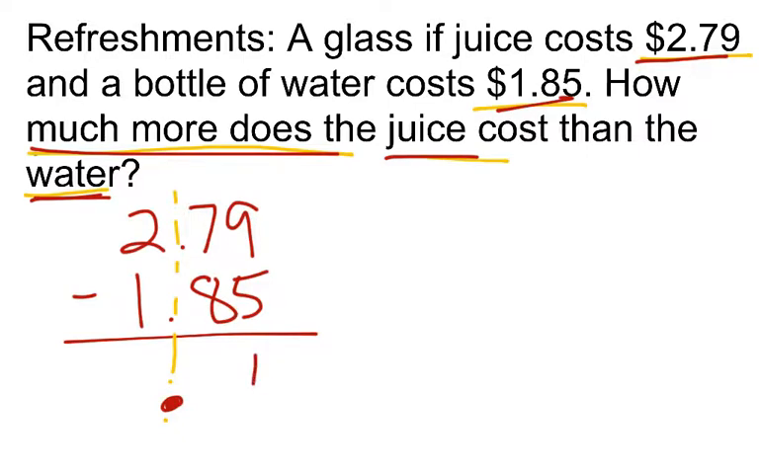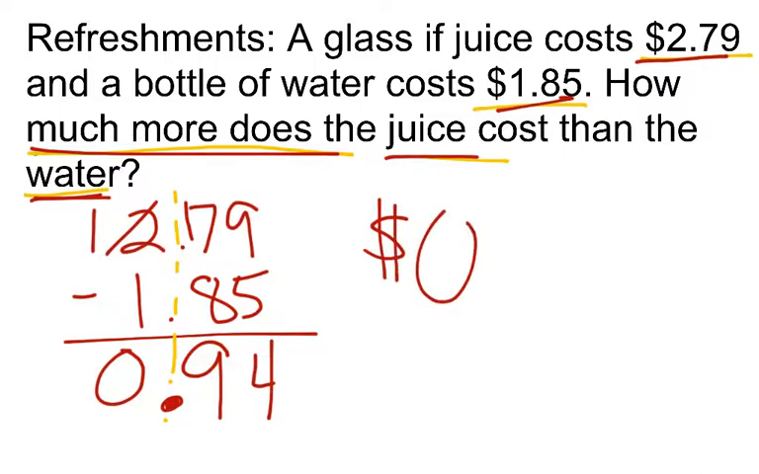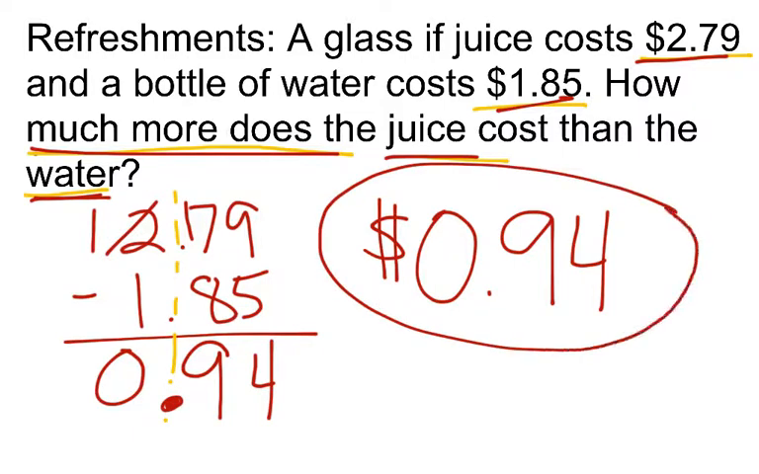9 minus 5 is 4. 7 minus 8, I need to knock on my neighbor's door and borrow. Good old elementary rules still apply. And 17 minus 8 is 9. 1 minus 1 is 0. So that would be 94 cents more. So the juice is 94 cents more than the water.